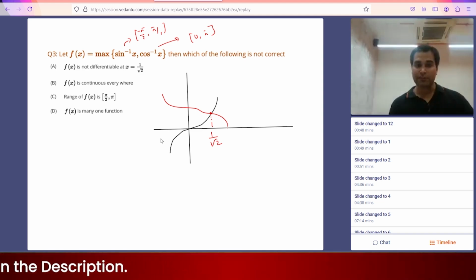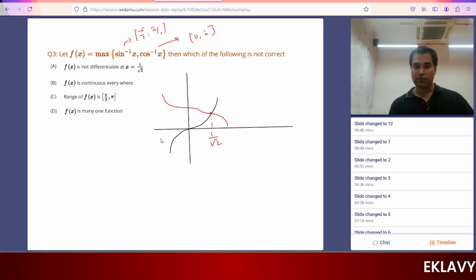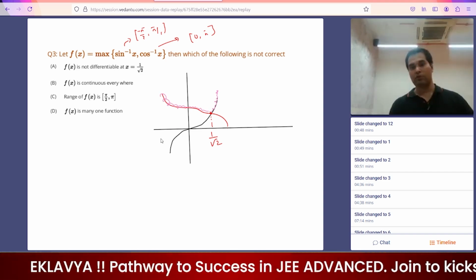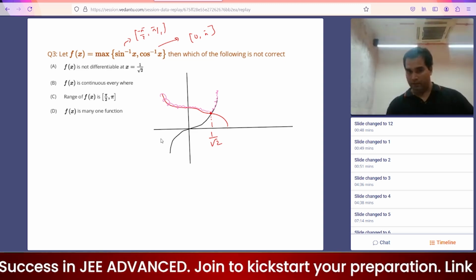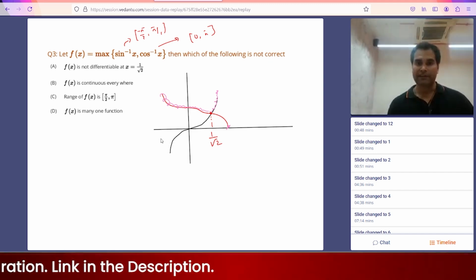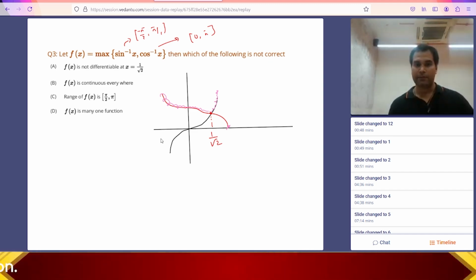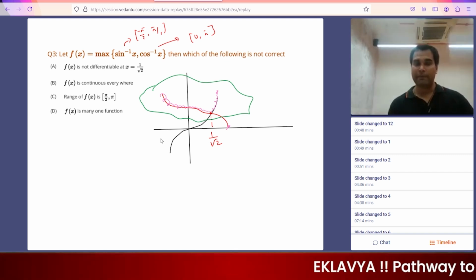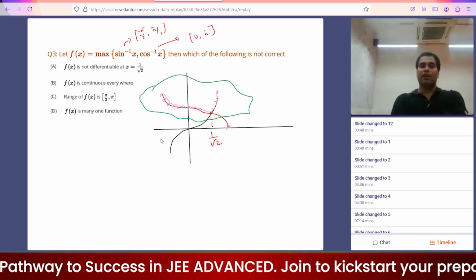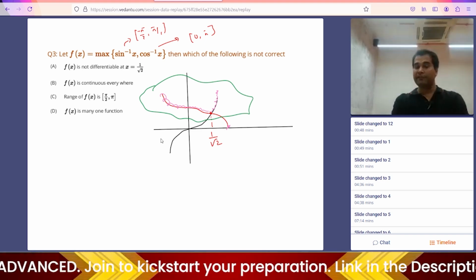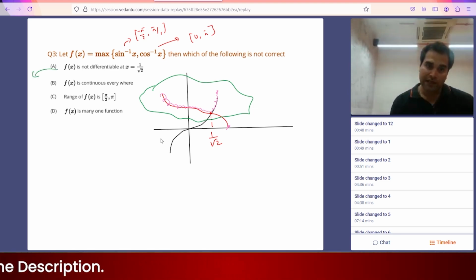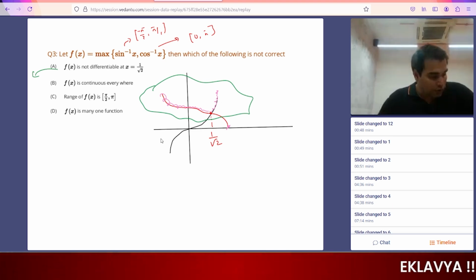In the question, maximum: from 0 to 1 by root 2, cos inverse x is the maximum, and from 1 by root 2 to 1, sine inverse x is the maximum. This graph shows the maximum of sine inverse x and cos inverse x. Now let's check the options. The first option says that f(x) is not differentiable at x equal to 1 by root 2. This means f(x) is not differentiable at x equal to 1 by root 2.